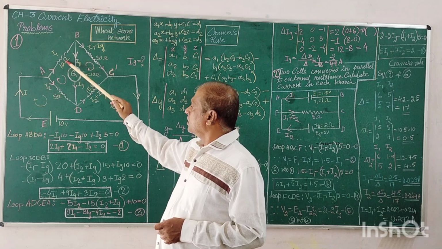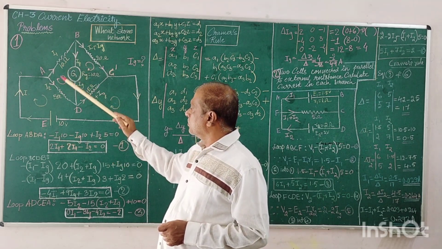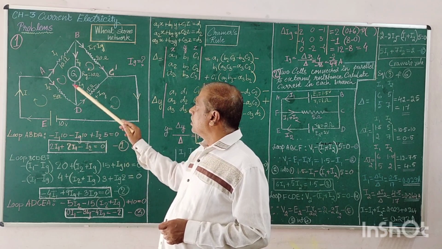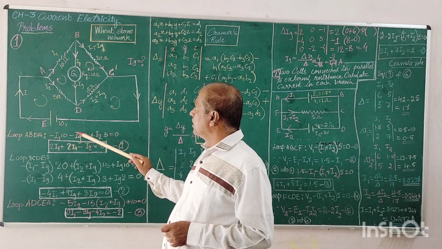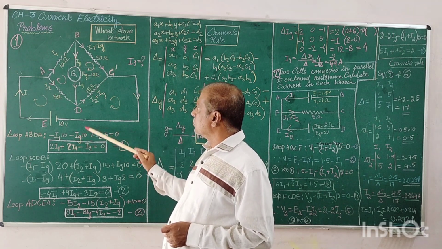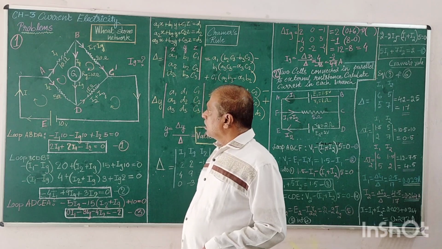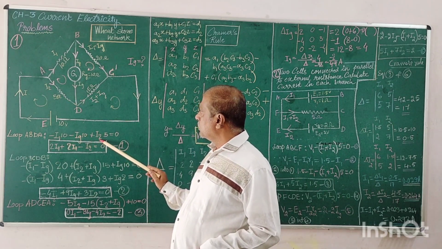So what is IR? I is I1, R is 10. That is the IR, the potential change. And the potential change at this conductor is I is Ig and the resistance is Rg, which stands for the resistance of the galvanometer. And the potential at this conductor is I2, 5.